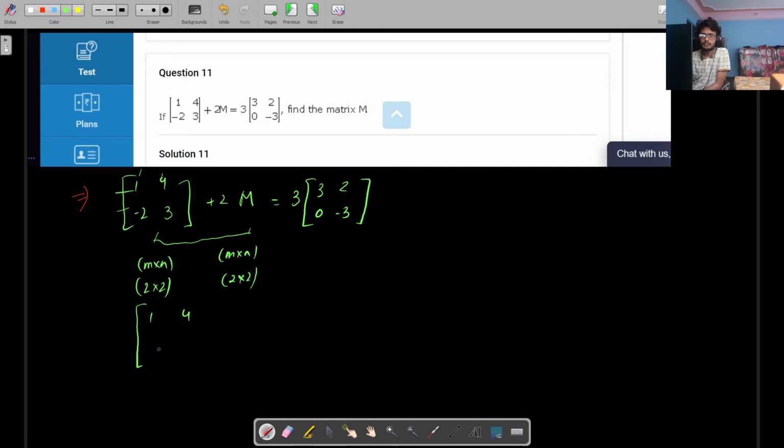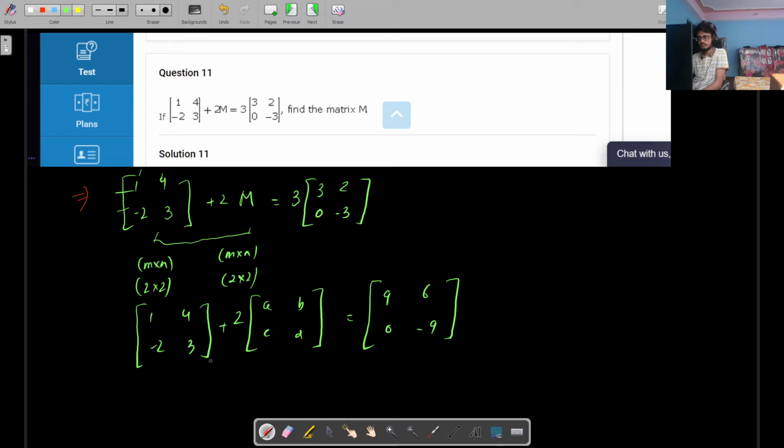So [1, 4; -2, 3] plus 2 times [A, B; C, D], which is a 2 by 2 matrix. We have this on the other side. So we know when we multiply a scalar with a matrix, we multiply the individual elements. 3 times gives [9, 6; 0, -9], right? So this is the first step.